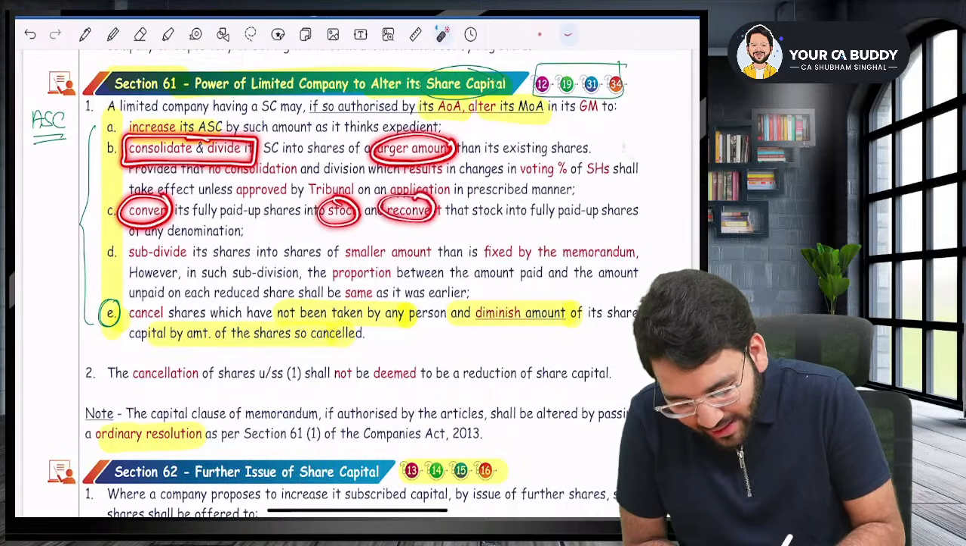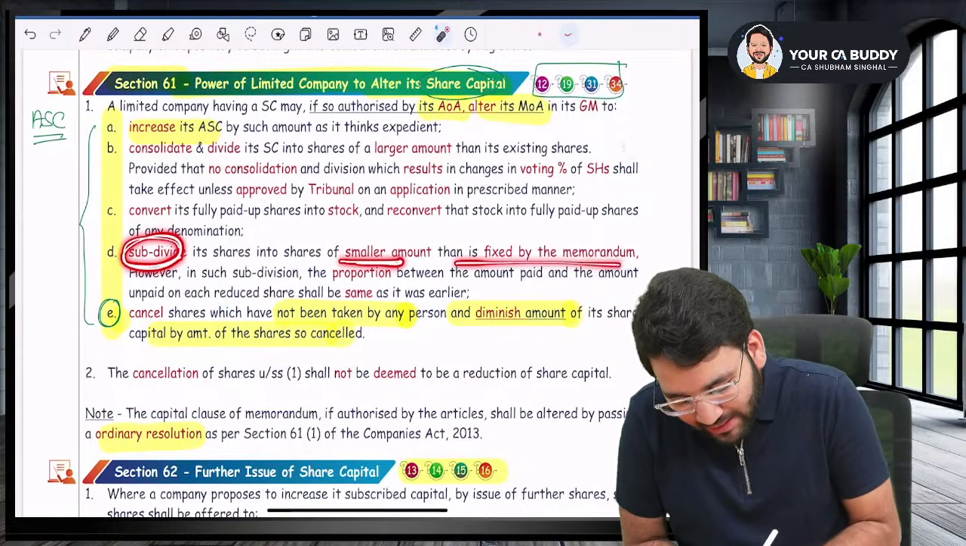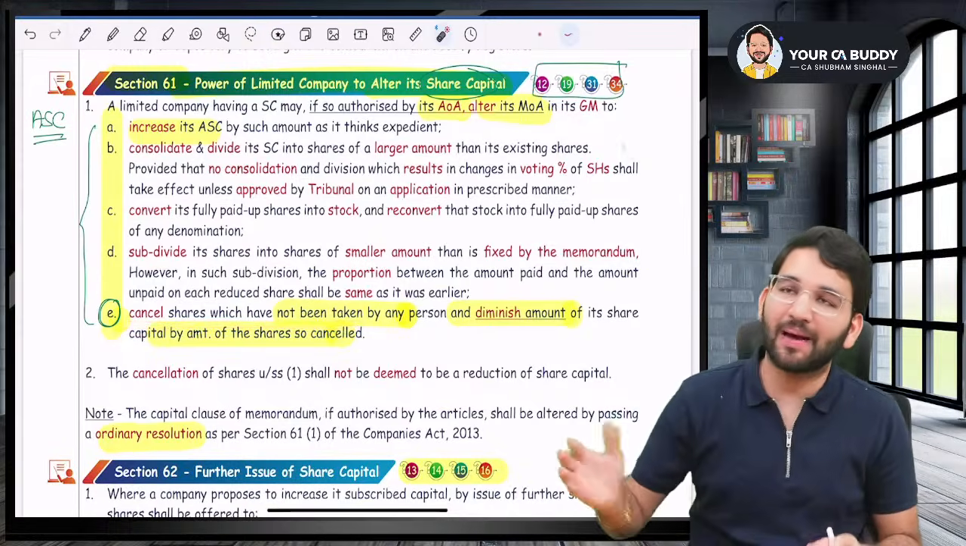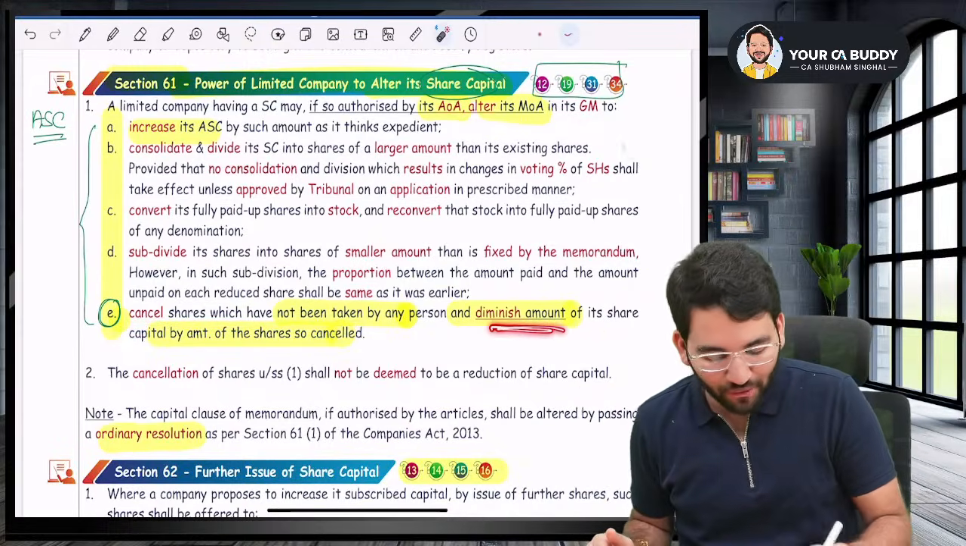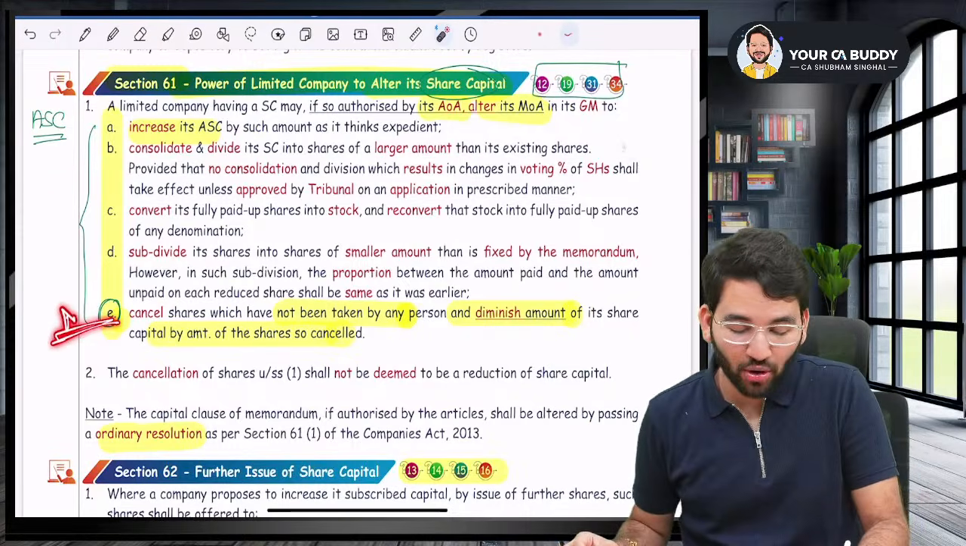Convert it into stock and reconvert it into shares of any denomination. Subdivide into shares of smaller amount than is fixed by the memorandum. After that, cancel any shares which have not been taken up and diminish the amount of its share capital by the shares so cancelled. But sir, this last point is important.